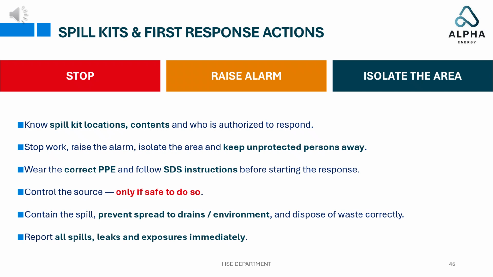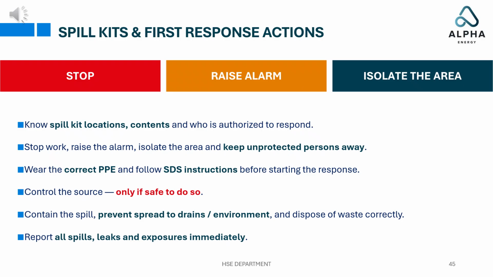Now let's talk about spill kits and first response actions. When a chemical spill happens, you need to act quickly and correctly. Here's what you need to do. First, know spill kit locations, contents, and who is authorized to respond. Don't wait until there's a spill to figure this out. Know where the spill kits are, what's inside them, and who on your team is trained to use them.